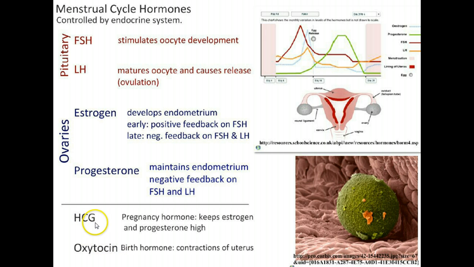So HCG, which is made when the egg implants into the lining, keeps estrogen and progesterone high to maintain that high endometrial lining so that the embryo is able to develop a placenta and continue to develop and not be shed out of the system. So HCG is actually the hormone that home pregnancy kits look for. If you've got lots of HCG, then that's an indicator that you're pregnant.